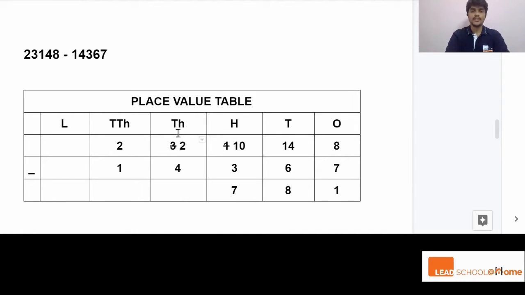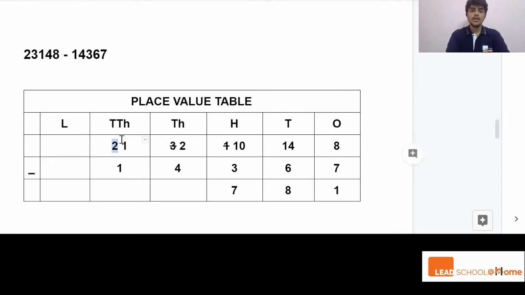Now I'll go to the thousands place. In the thousands place, I have 2 thousands in the first number and 4 thousands in the second number. Now I can't do 2 minus 4. So again I will have to take a borrow. I will take it from the 10,000s place. I have 2 10,000s. In that I will take 1 10,000.